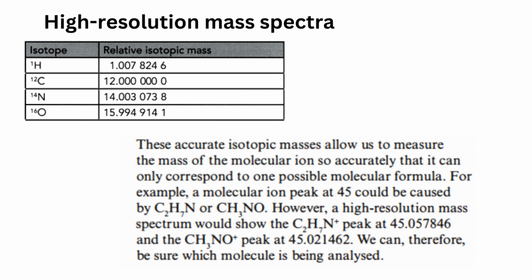For example, a molecular ion peak at 45 could be caused by C2H7N or CH3NO. However, a high-resolution mass spectrum would show the C2H7N+ peak at 45.057846 and the CH3NO+ peak at 45.021462. We can therefore be sure which molecule is being analyzed.